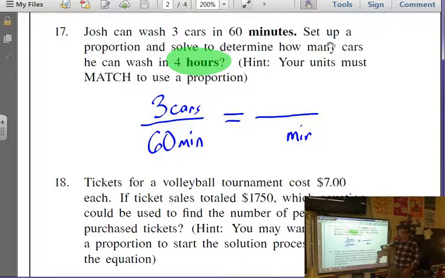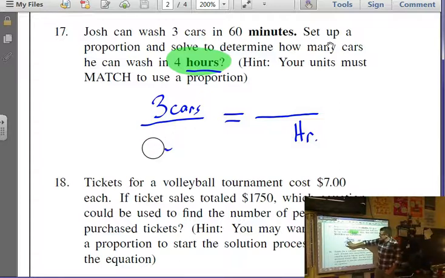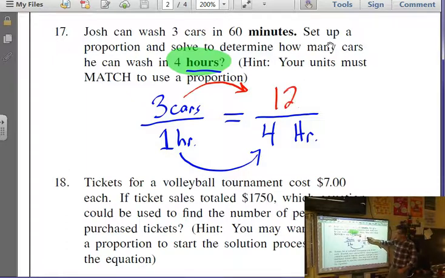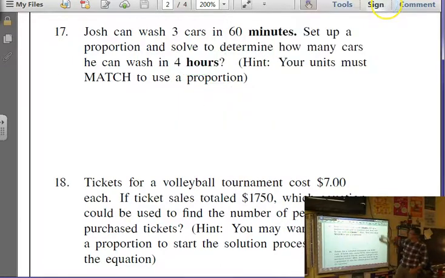Another technique I could use is say, if this is in hours, and if I want to plug hours into here, do I know how many hours this value is? Well, we do. 60 minutes is just 1 hour. So I can convert that unit and make this problem easier. How do I go from 1 hour to 4 hours? Well, I just quadruple or multiply by 4. We're going to do the same thing on top, and we find out in 4 hours, Josh could wash 12 cars.